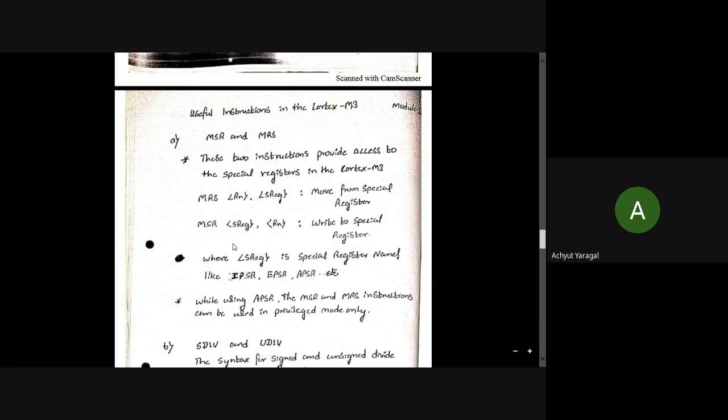You can see the format here. The format is MRS Rd, special register, and MSR special register, Rn, with a source register and a destination register. MRS means move from the special register to the normal register. Or write to the special register, that is MSR, from Rn to the special register.